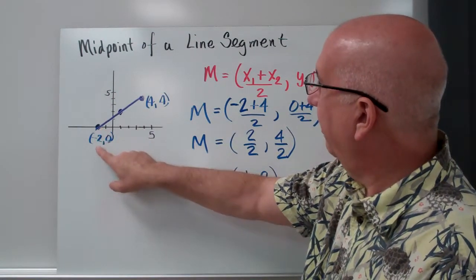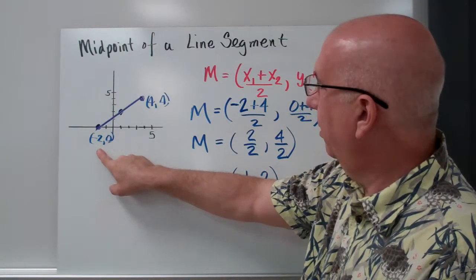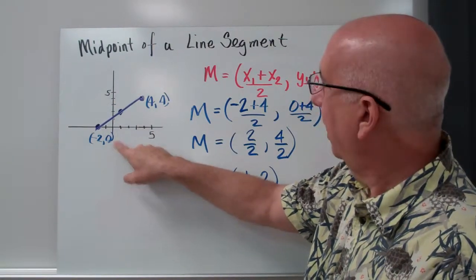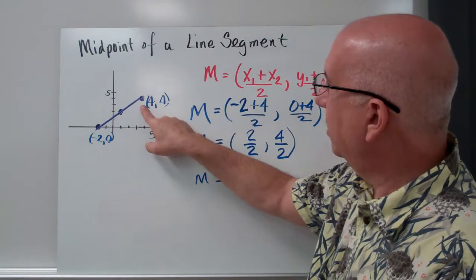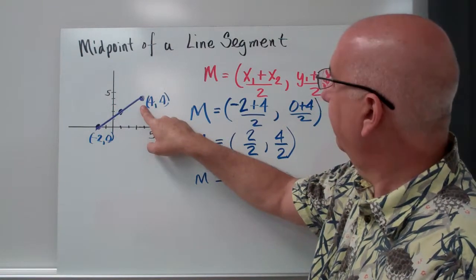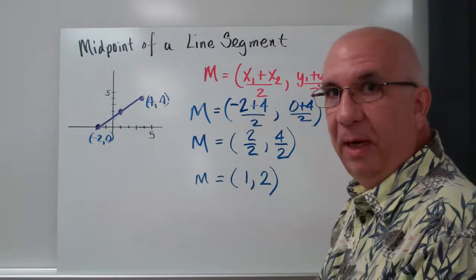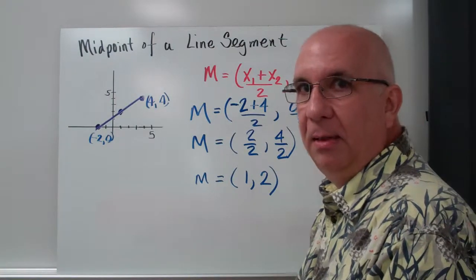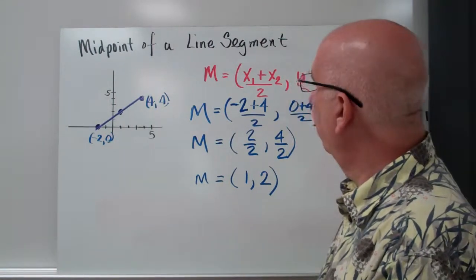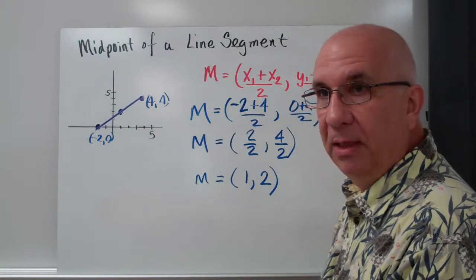For example, here we have an endpoint located at negative 2, 0, and the other endpoint is located at 4, 4. We are looking for the halfway point, that midpoint, in between, halfway between those 2 points. There is a formula for this.